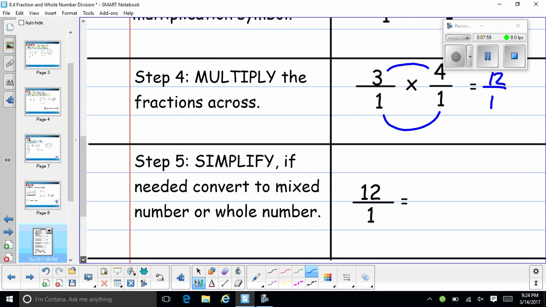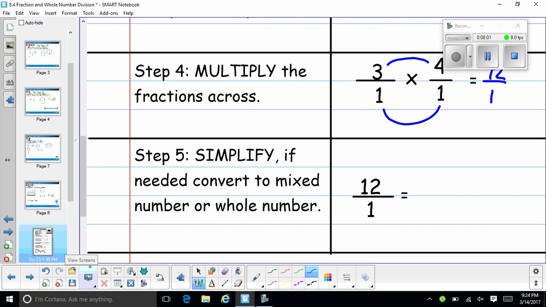Step 5, I need to simplify, if needed, convert to a mixed number or a whole number. So in this case, 12/1 is equivalent to 12 whole pieces. And so my answer would be 12. Once you have this copied down, continue to hit play.